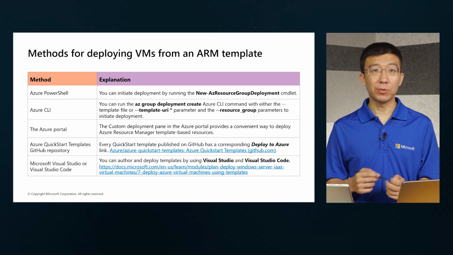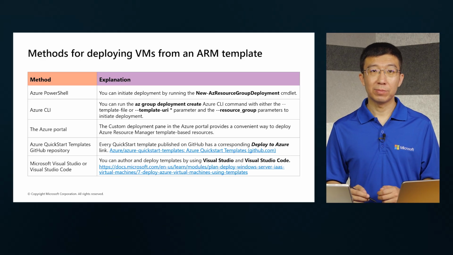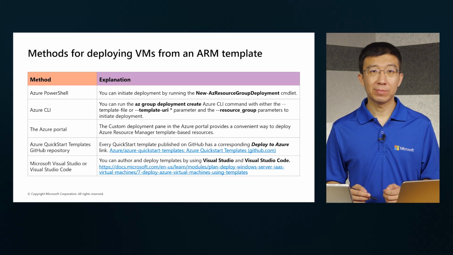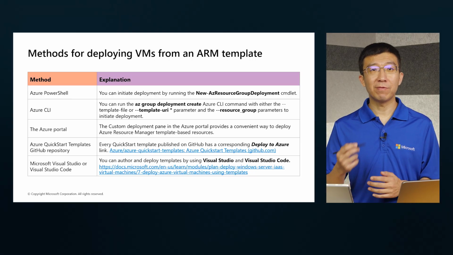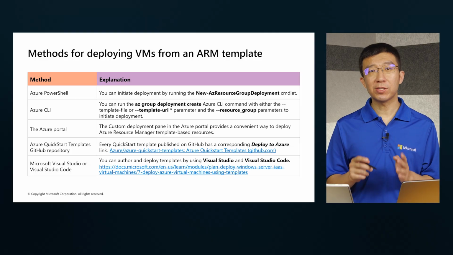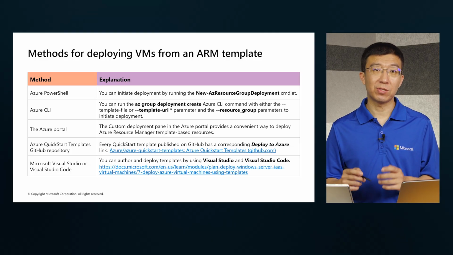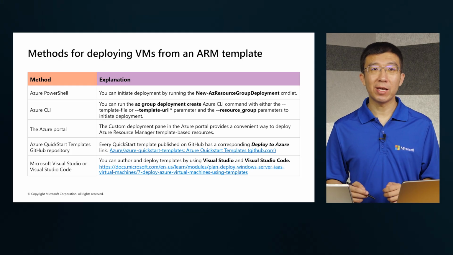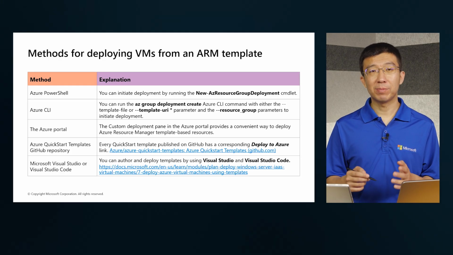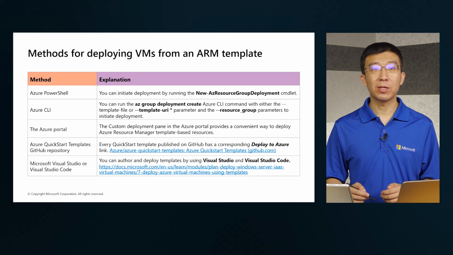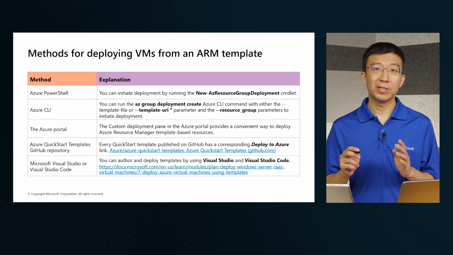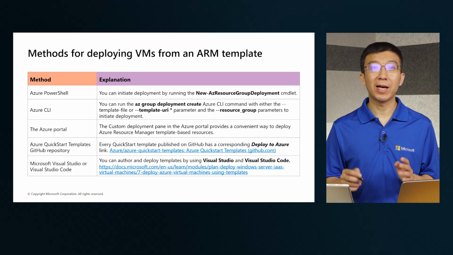You can use the Azure portal. Use the custom deployment pane. You can also take advantage of the Azure Quickstart Templates GitHub repository. From there, you can find easy-to-use templates. Last but definitely not least, you can use Visual Studio or Visual Studio Code. You can author and deploy templates from these IDEs.